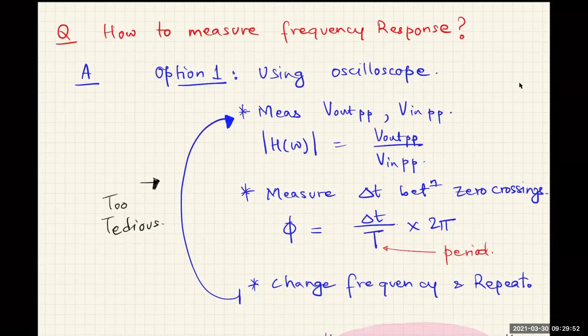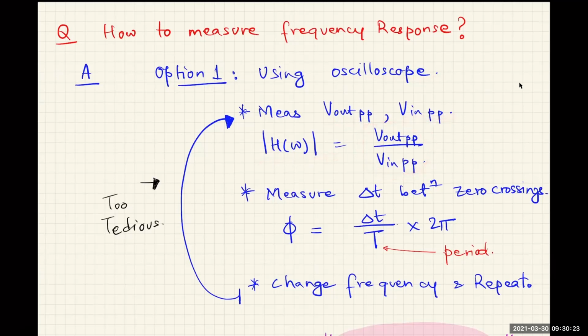Okay. So now the question is, how do you measure the frequency response of a circuit? Basically, what you need to do in order to measure the frequency response is measure the response of the circuit at different frequencies. You can do that by using option 1, which is using the oscilloscope. That basically means you have to measure the output voltage and the input voltage and then take the ratio to get the magnitude of the gain.